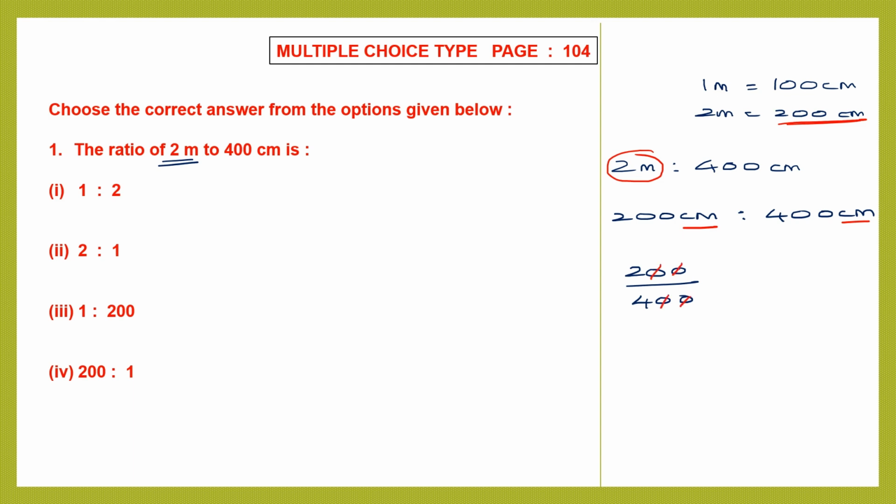And we can also reduce this to the lowest term. We can divide 2 and 4 by 2. 2 ones are 2, 2 twos are 4. So the fraction form is 1 by 2 and the ratio form is 1 is to 2. So 1 is to 2 will be our answer. Which option is that? It is option 1, 1 is to 2.